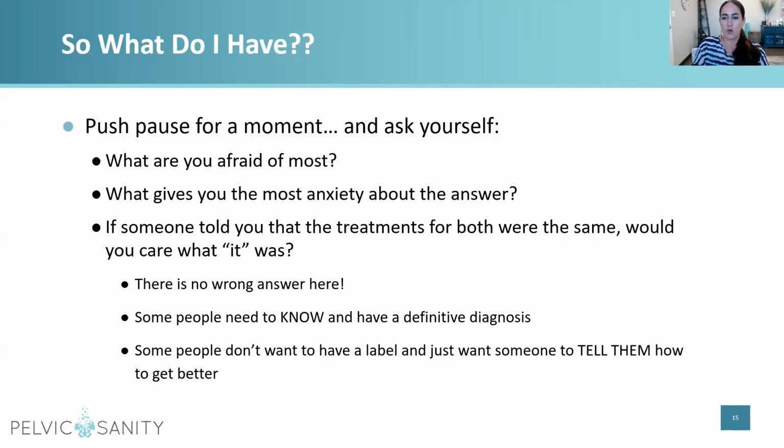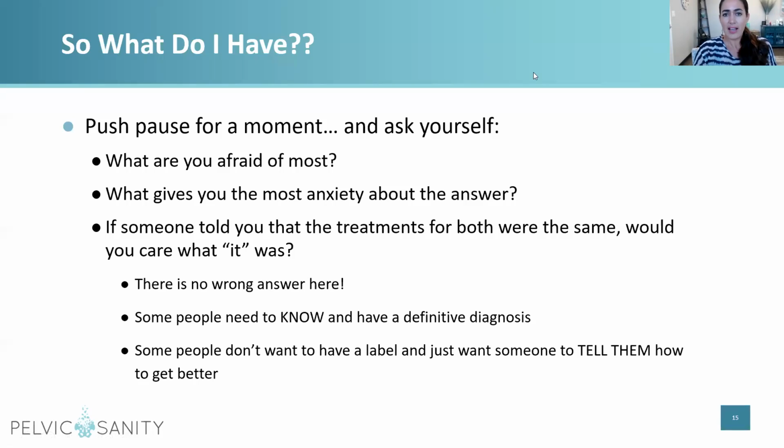And so we're going to have to do a little thought experiment: if the treatments for both are similar, then does it matter what we have? And that, I don't know the answer, we're going to go over the answer here. I don't know what that means for you, but I want you to know that there are two major camps of people and a little bit of people in between: I need to know my definitive diagnosis because I have massive anxiety if I don't know what's causing it, or I don't want to have anything to do with that diagnosis at all. I just want you to tell me how I can get these symptoms better, and I don't care what I have. I don't want to read one more thing about interstitial cystitis.